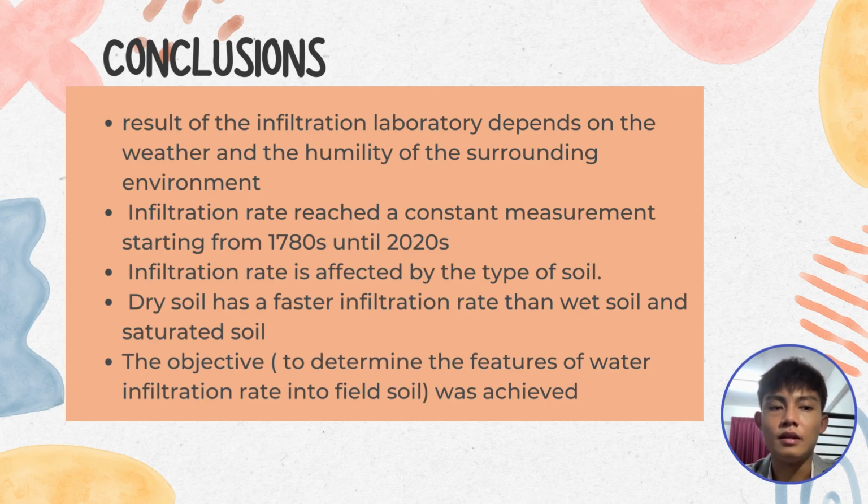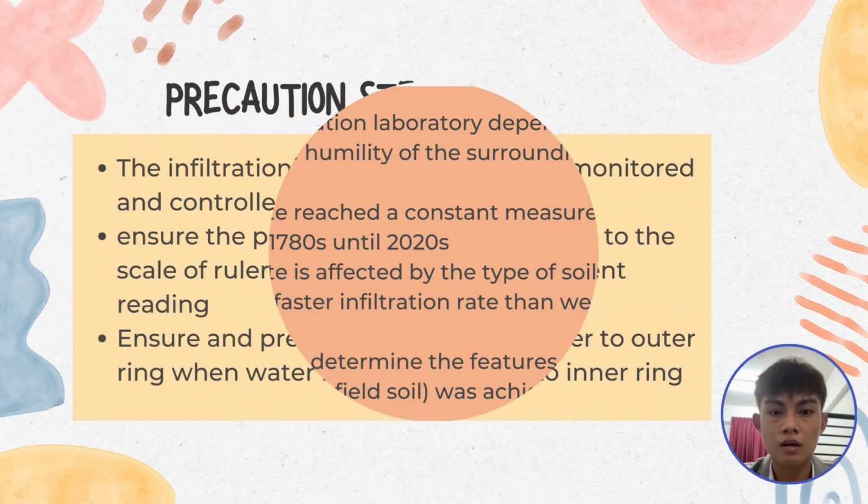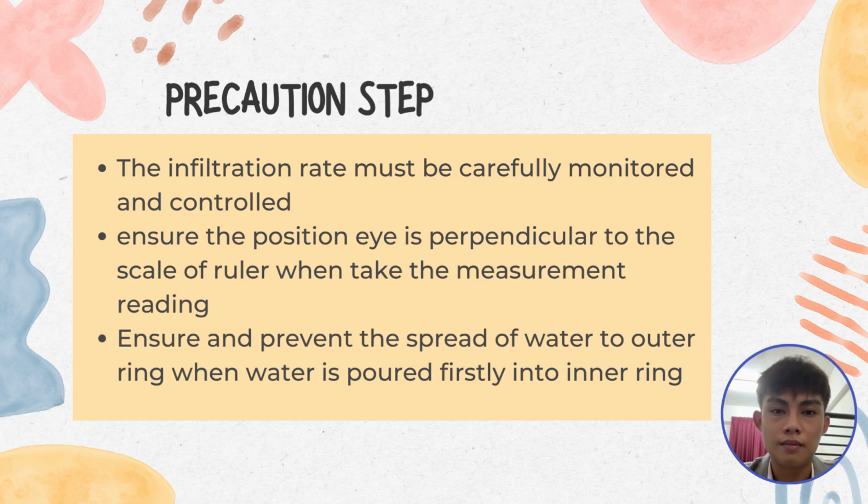The objective is to determine the feature of water infiltration into the field soil, and it was achieved in these experiments. The more important thing in this laboratory application that we need to focus on is that the infiltration rate must be carefully monitored and controlled. This is because there will be changes due to unstable factors, like the depth of the soil, which will give different units and different values of infiltration.